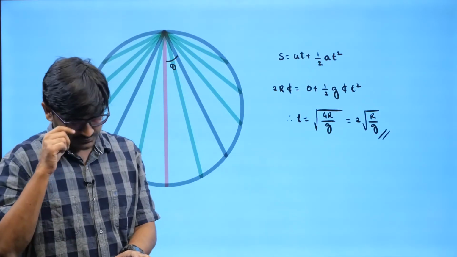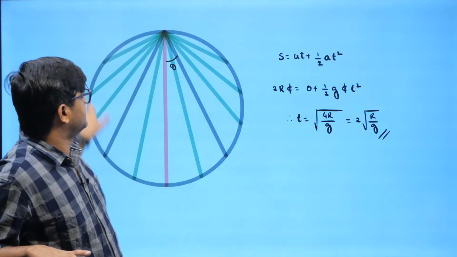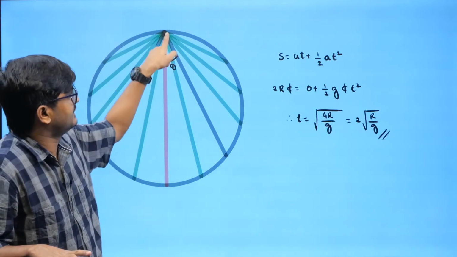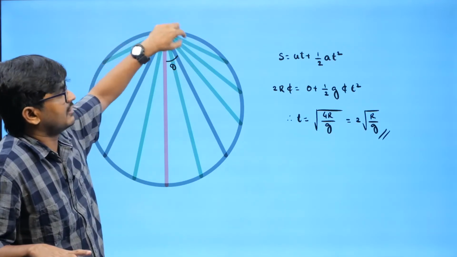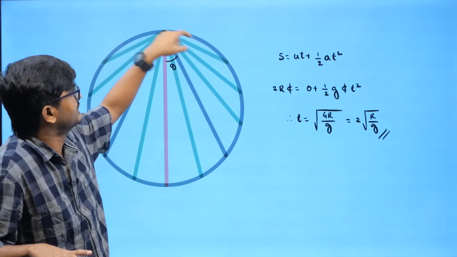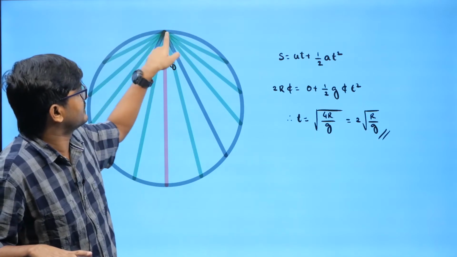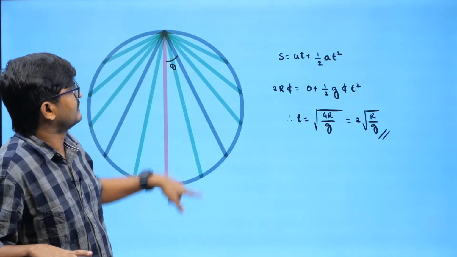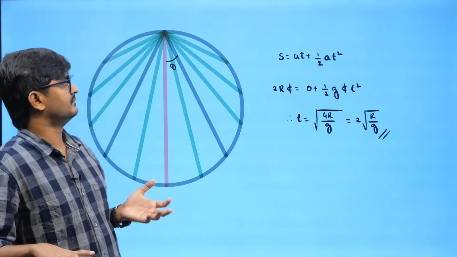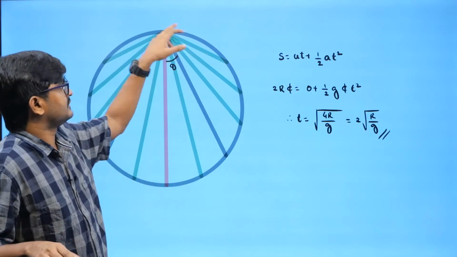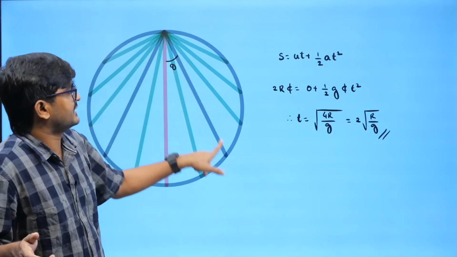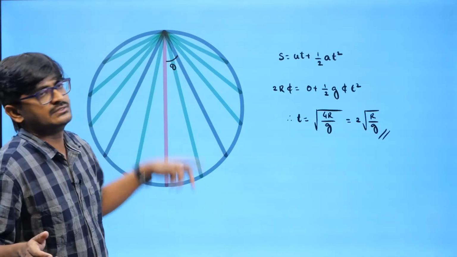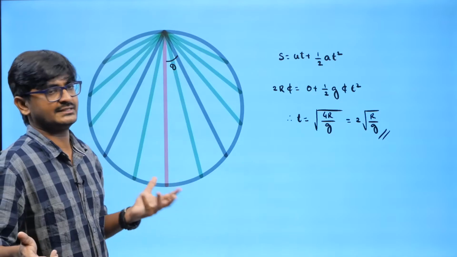So the next question goes like this: there is a ring and there are some threads connected like this, and you can release a bead on any thread. All are frictionless. So what is the time taken from here to here, from here to here, from here to here? Which time taken is going to be minimum? That's the question. So we'll be taking a generalized situation where the angle is theta, and we'll see for what angle it is going to be maximum or minimum, right?